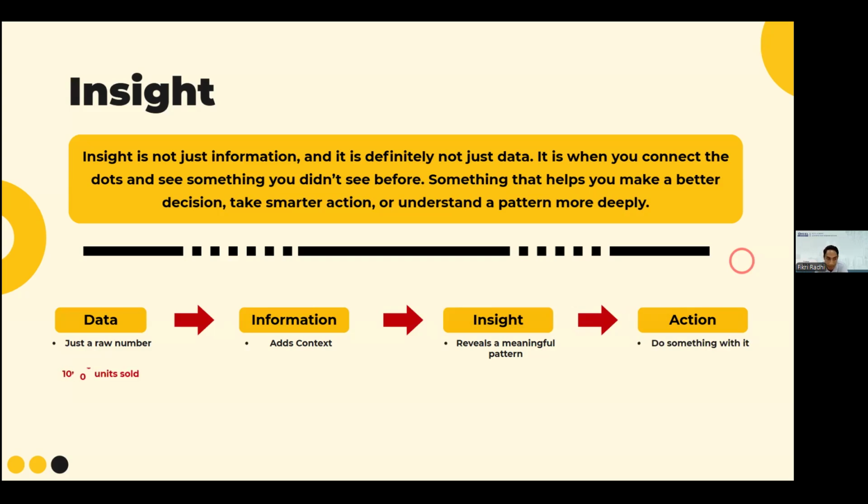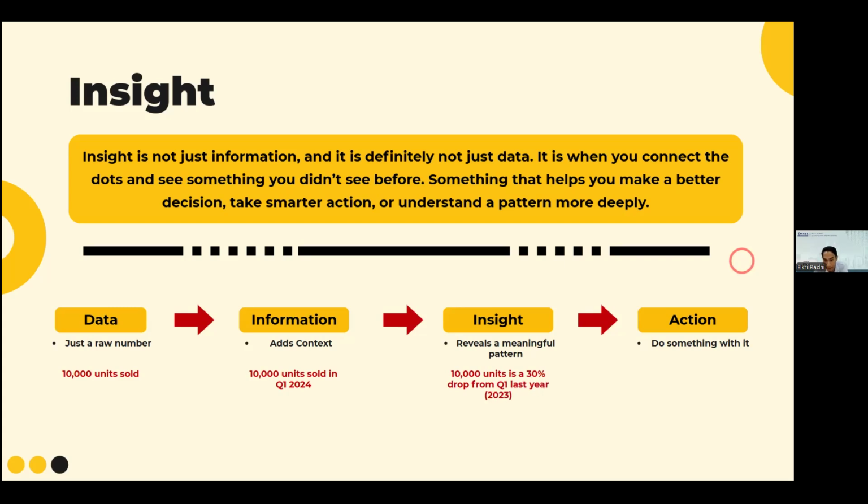So for example, for the data, we have 10,000 units sold, or maybe total sales of what? Maybe we don't know, because it's just a raw number, a summary of everything. Then we convert it into information by adding context: 10,000 units sold in Q1 2024, last year, maybe. This is just an example. And from this, for quarter one, we can compare it to last year. So this is what we call insight.